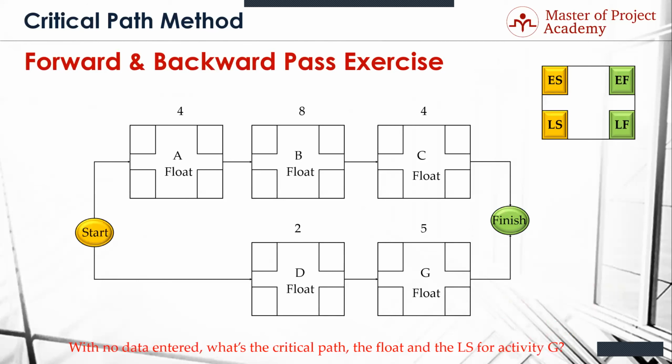Start, A, B, C, finish is the critical path. Okay. Dave, you agree with that? Yeah, definitely. That's 16. So I'm already calculating for G. 16 days. Okay. And the bottom path is 7 days. So we know what the float is, right? What is that? 9. 9, sorry. 16 minus 7 is 9. So we know the float's 9. So that answers our critical path, our duration, and our float.